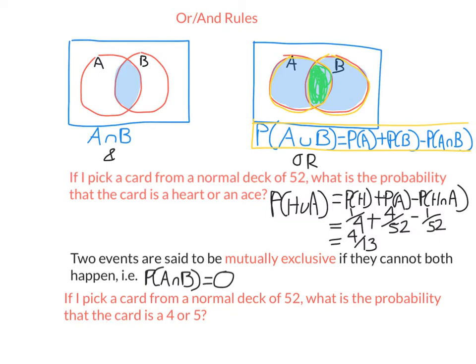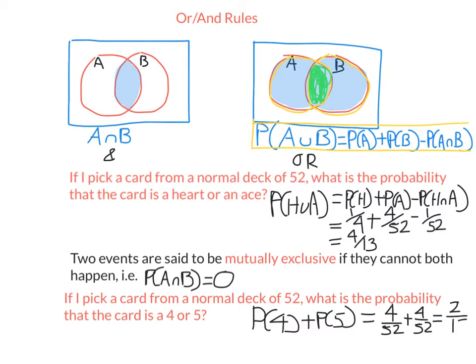If I want to find the probability the card is a 4 or a 5, I can use this rule up here. It will just be the sum of their probabilities. I don't need to subtract the probability that I pick a card that's both a 4 and a 5 because it's 0. You can't have that. There are 4 4s out of 52 in the deck. There are 4 5s out of 52 in the deck. So the required probability is 8/52 or 2/13. And then we're done. So that's the OR rule.